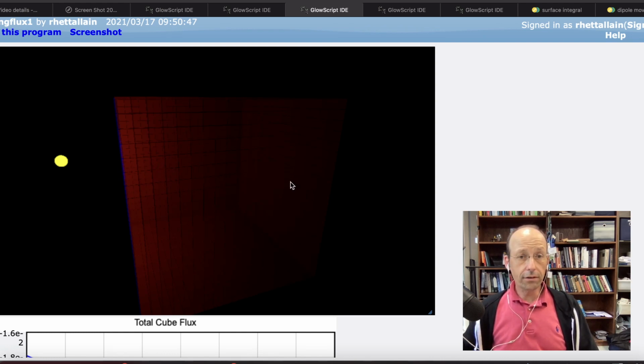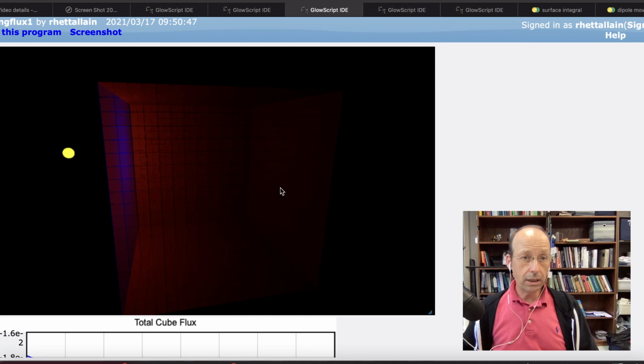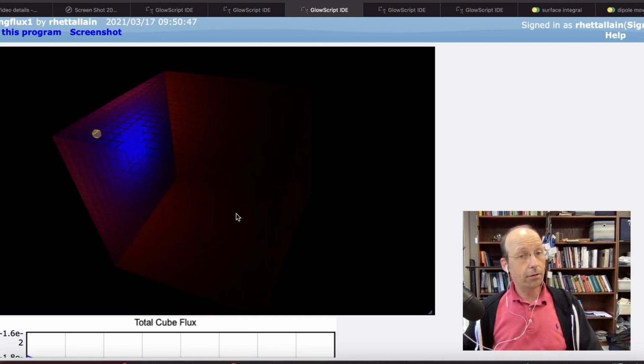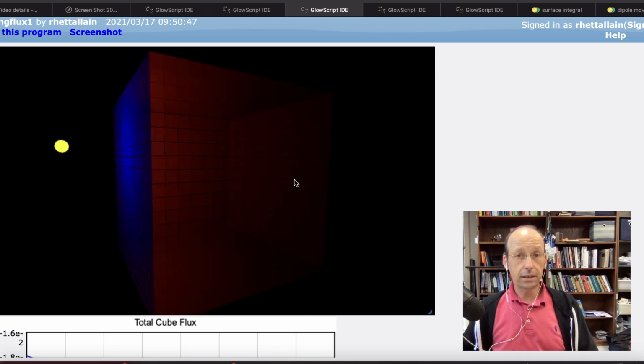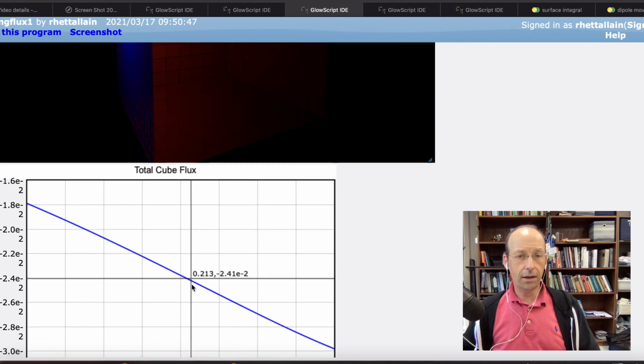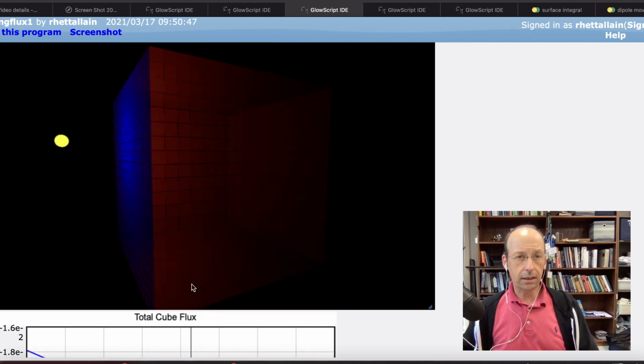But the total flux in the whole cube is 0, because once that electric field goes through into this wall, now it's going out of all these other walls and they're all red. So they're not as bright, but there's more of them. So the total flux is 0. You can kind of see that right here. I'll show you a better graph in just a second.